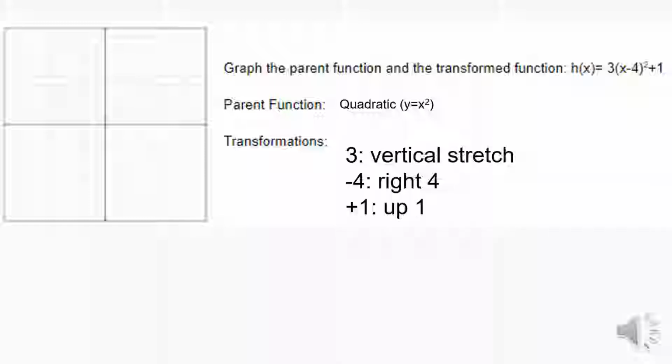So the positive 3 in the front, since 3 is bigger than 1, that's going to be a vertical stretch by a factor of 3, which means I'm going to get skinnier. The negative 4 on the inside means I'm going right 4, and the plus 1 on the outside means I'm going up 1. So my original quadratic is a U with its vertex, or its lowest point, at (0, 0), right in the middle of that Cartesian plane. However, now we're going to make our U move right 4, up 1, and then get a little skinnier.